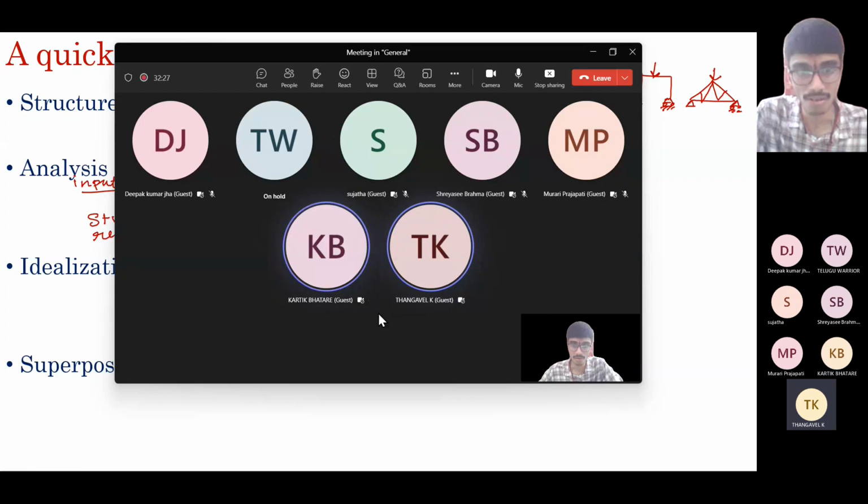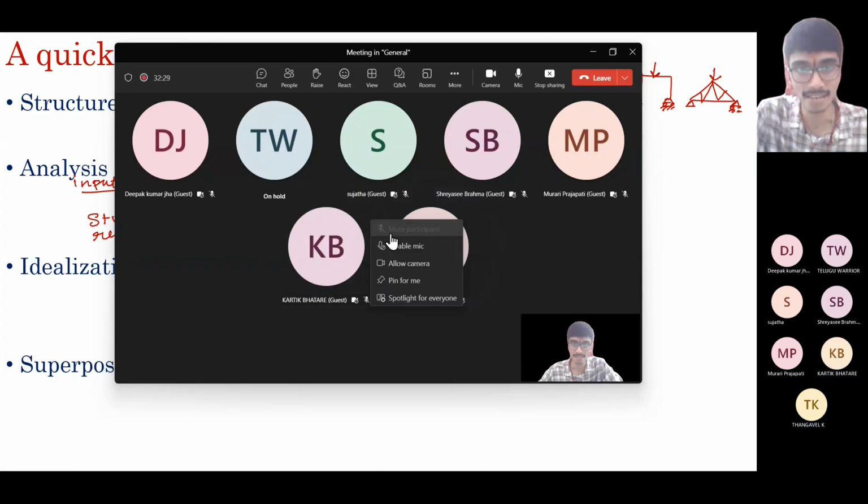Yeah, I think some of your mics are accidentally unmuted. So I guess you may have to mute. I'm muting them.